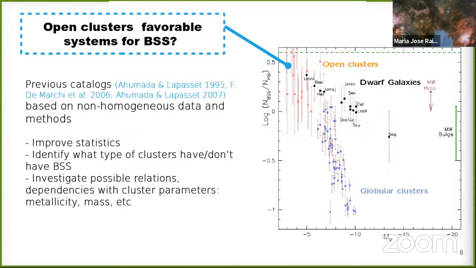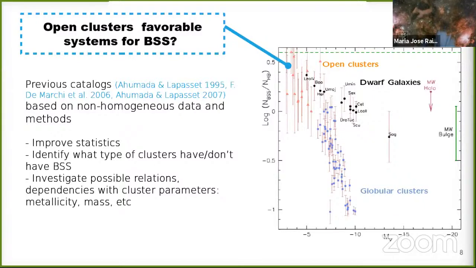Several years ago, a universal anticorrelation between the normalized number of blue stragglers and the integrated magnitude was found in Galactic open clusters, globular clusters, and dwarf galaxies. This anticorrelation basically shows that, regardless of the specific complexity and origin, more massive objects are blue straggler deficient, placing open clusters as preferential systems to host blue straggler stars.